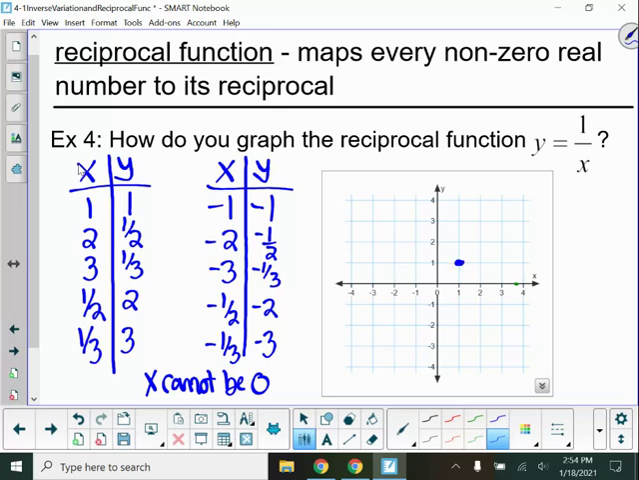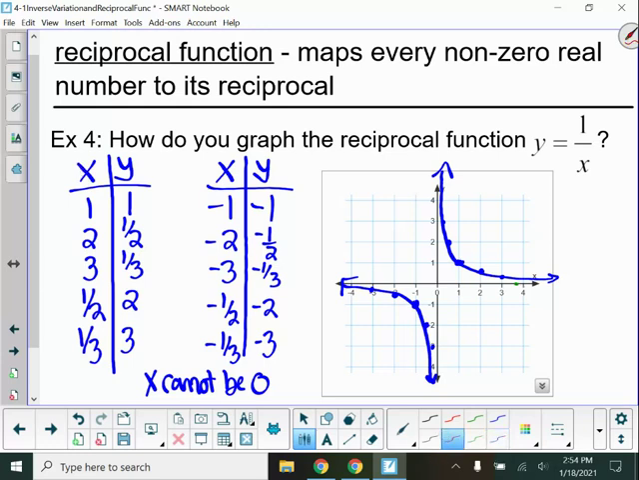So I have 1, 1, 2, 1/2, 3, 1/3, 1/2 puts me up at 2, 1/3 puts me up at 3, and you actually end up with something very similar to that. And then on the negative side, -2, -1/2, -3, -1/3, -1/2, -2, -1/3, -3, and those all end up like that.